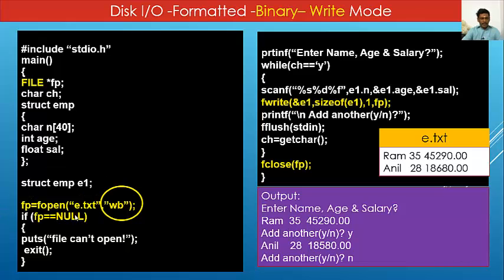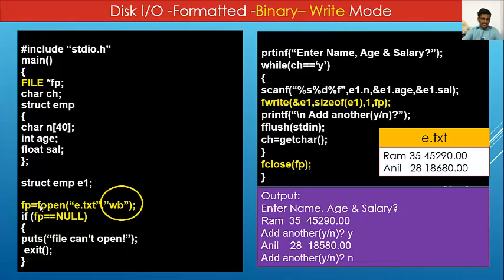So fp equal to fopen of e.txt, wb. Already the e.txt file is available in the same folder as this program file. That e.txt has this data, as we already discussed in this example. Fopen of e.txt wb opens the file in write mode, binary mode. So it returns some address.